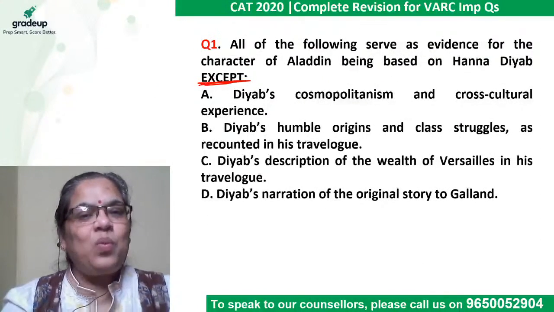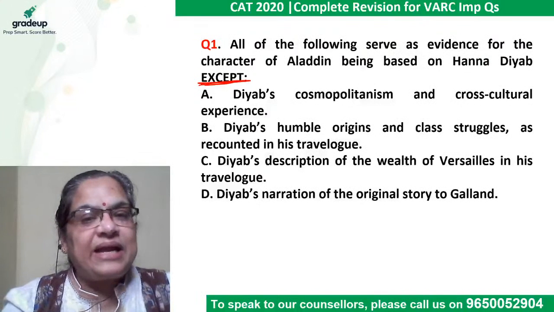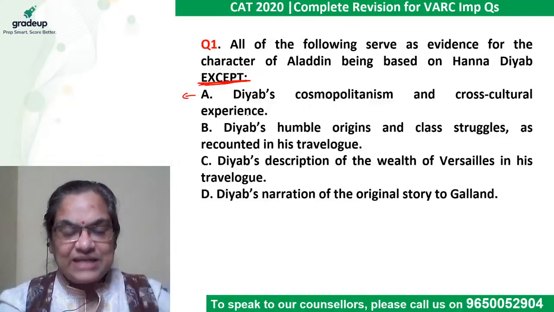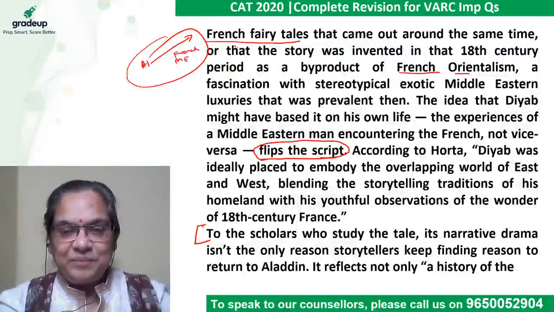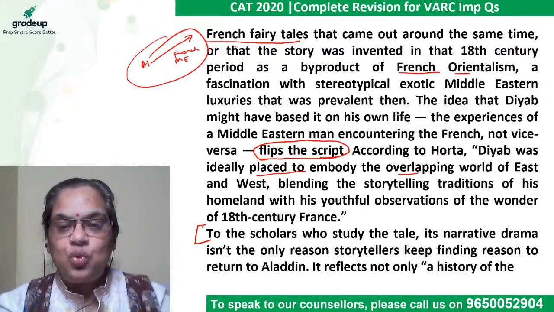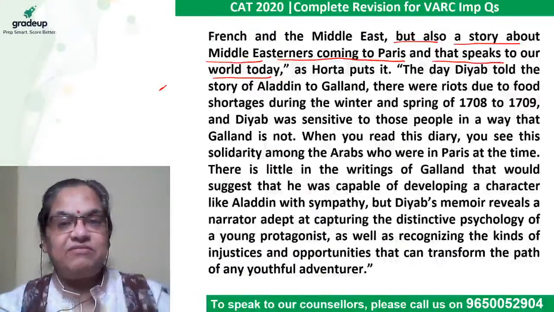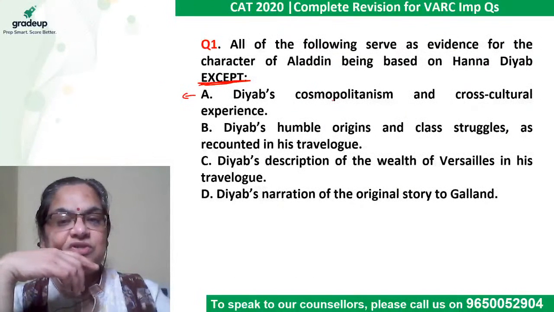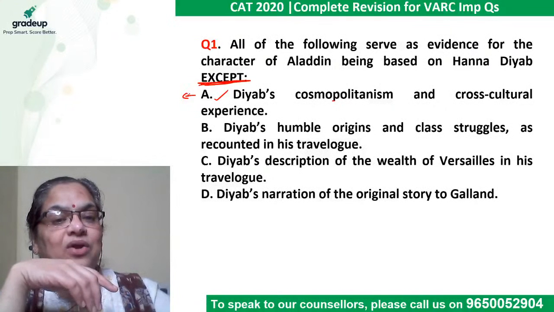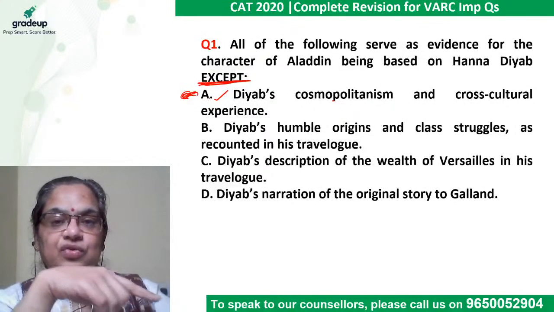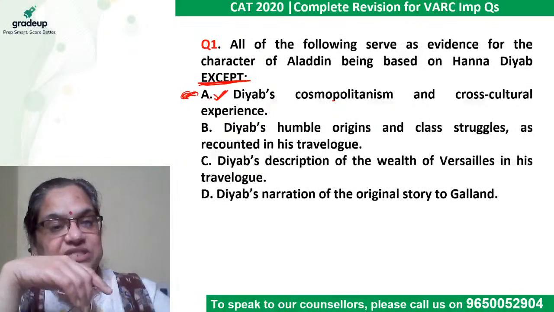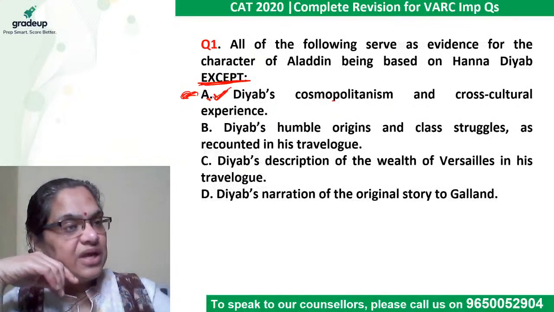Understood. So, question 1, evidence for Aladdin's character being based on Hannah Diab. Many of you wrote this. He has said here, right, the fact that he was ideally placed to overlap the world of East and West, that is because of his cosmopolitan and cross-cultural experience. He was an Easterner who had gone to the West, Aladdin going to France. Therefore, Aladdin going to Versailles must have been based on Diab's story.